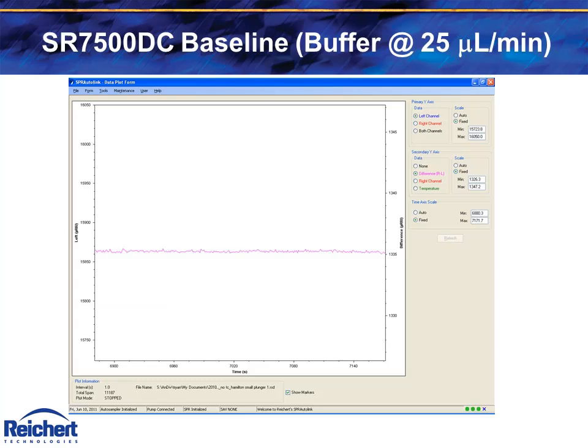This slide shows a 5-minute reference extracted baseline segment. The flow rate was 25 microliters per minute and the temperature was 25 degrees Celsius. The RMS noise of the segment is calculated at 0.05 micro RIU.